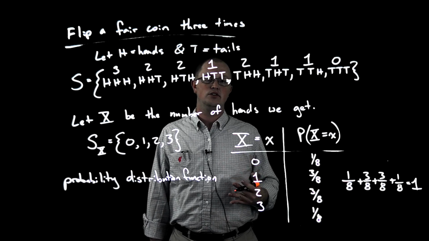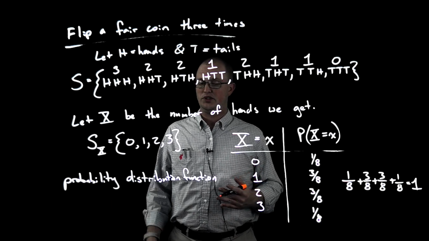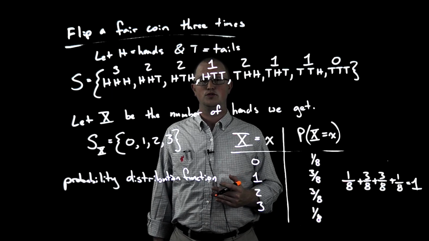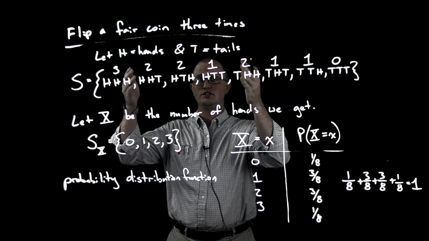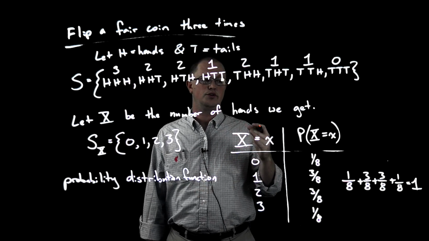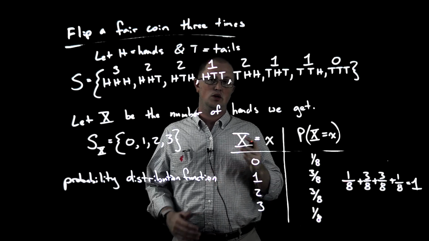Now we're going to continue to talk about these probability distribution functions in class. We're going to work on some examples for how we can take different original experiments, define some random variables, and come up with their probability distribution function, or their PDF.